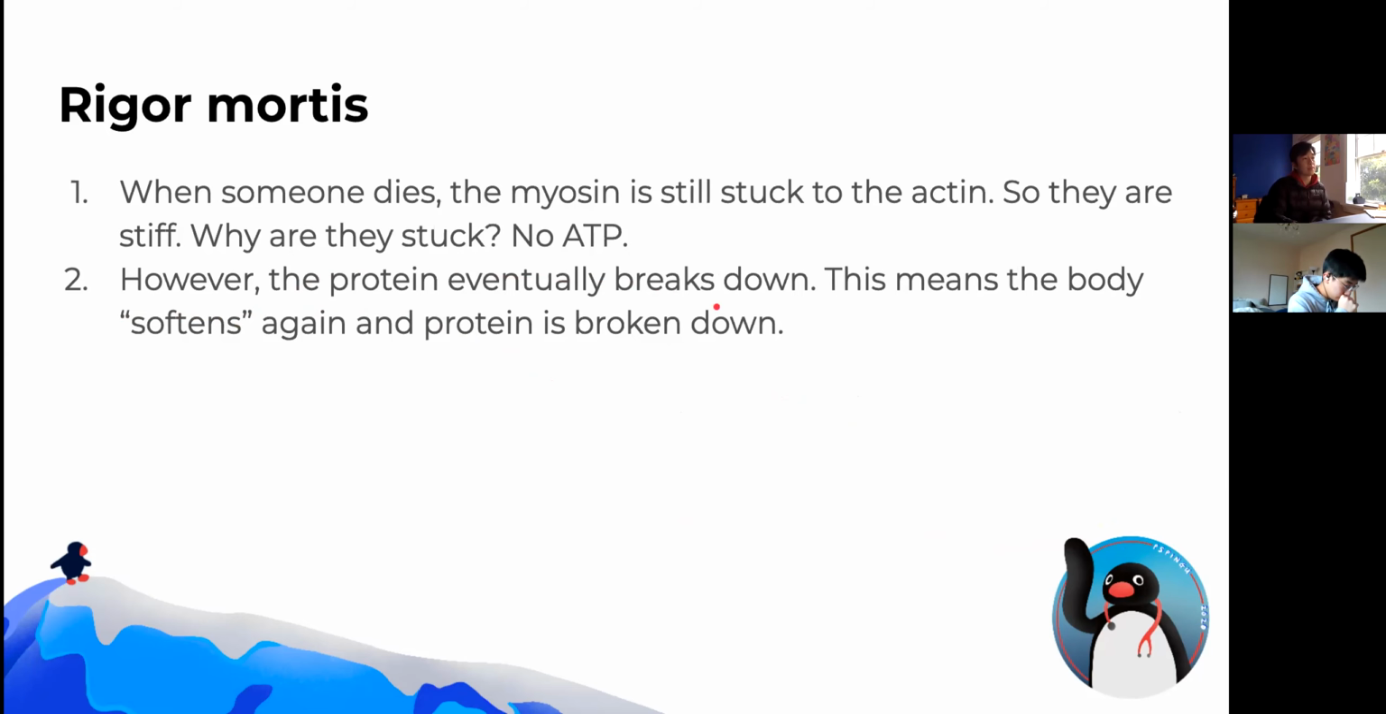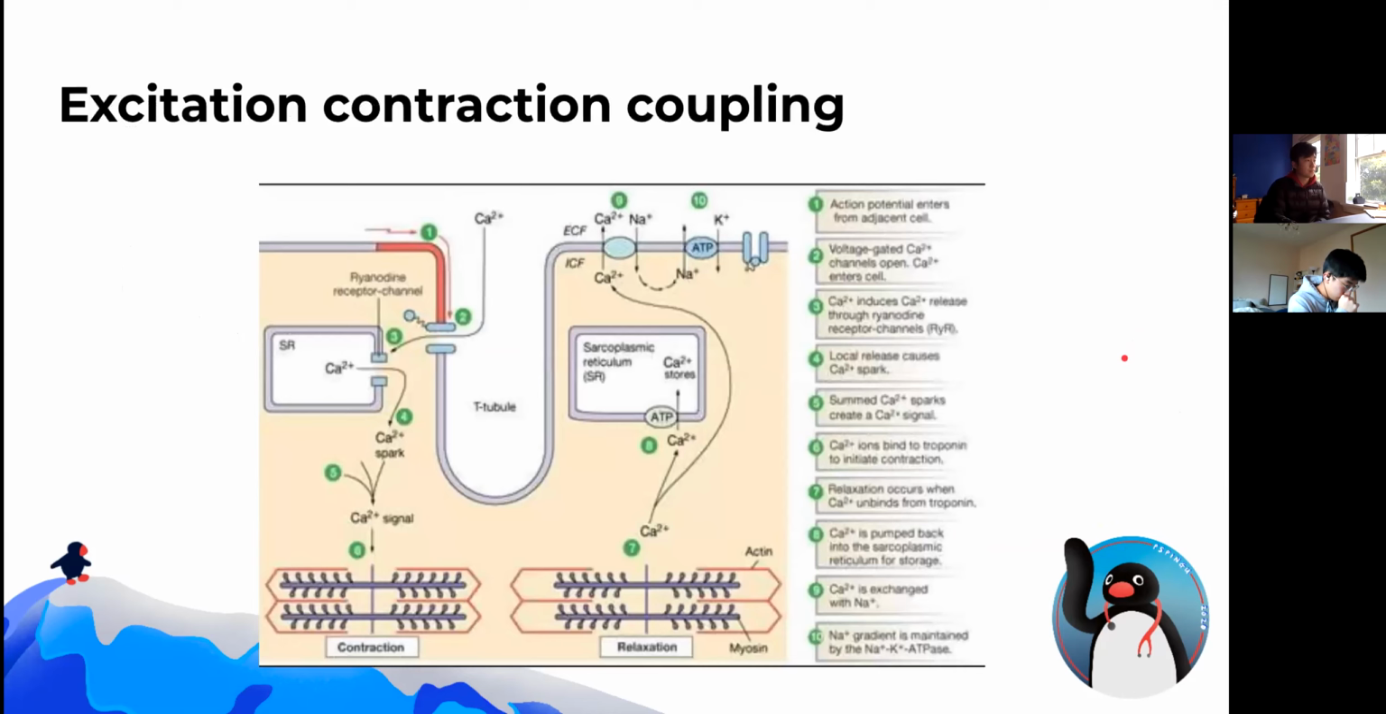Well, what that means is the protein slowly breaks down, protein degradation, and that eventually leads to the muscle, the actin, the myosin, everything just kind of degenerating.